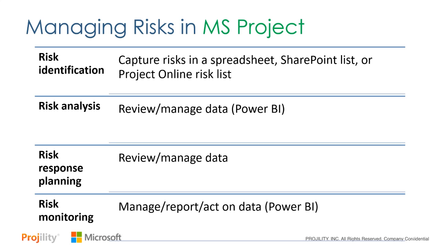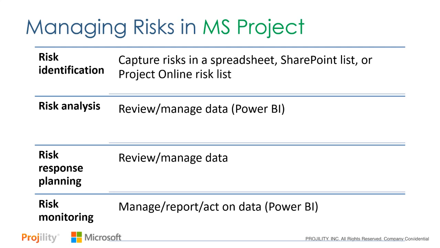So how do we do this stuff in Microsoft Project? Well, in Microsoft Project, from a risk identification perspective, we can capture risks on an attached spreadsheet, which is kind of disconnected. We can create a SharePoint list and have a project schedule on a SharePoint list and store the schedule there. And we can track our risks there. Or we can use in Microsoft Project Online what's called a risk list, which is a pre-built component that comes with Project Online. We're going to be able to track all this information.